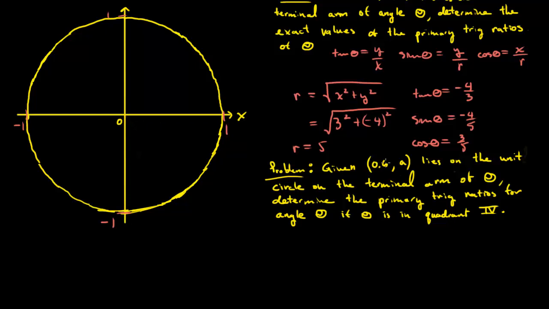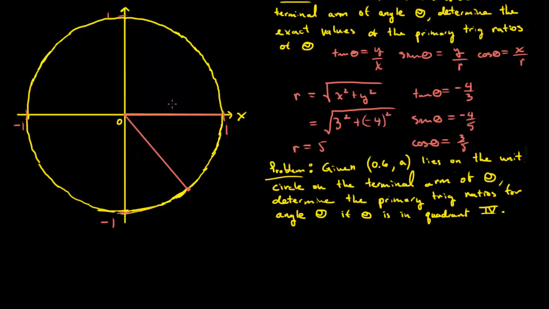So (0.6, a) is in quadrant 4. So that means that our angle theta lies in quadrant 4, and we can draw theta that way. Potentially theta could be a negative angle, or theta could be any number of coterminal angles. We actually don't know exactly what theta is, but we're not asked to figure out what theta is. We are just asked to figure out what the primary trig ratios are for theta. So we don't even really need to draw the angle. We just need to know where its terminal arm is.